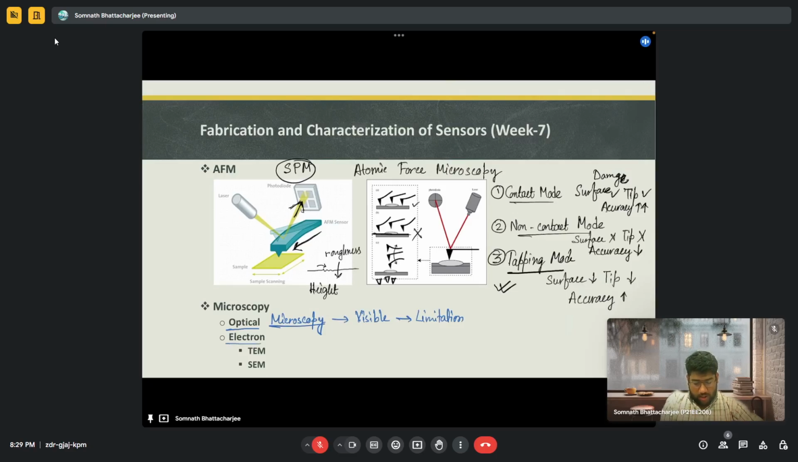Apart from this, there is also electron microscopy, where we use electron sources. Electron sources can be thermal electron sources or electron emission guns. Based on different electron sources, we may use them for microscopy purposes. TEM and SEM are the two techniques we use for this. Electron microscopy has a much higher resolution. We can go inside an atom and directly see the atomic structure using this. There is also another terminology called HRTEM, high resolution TEM.